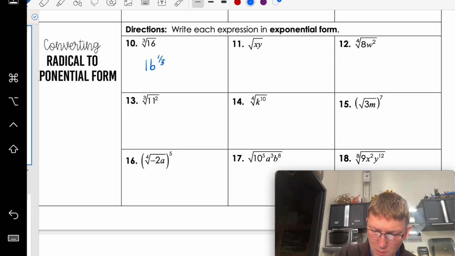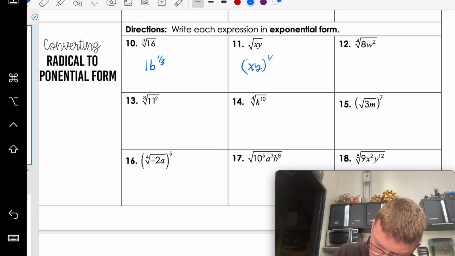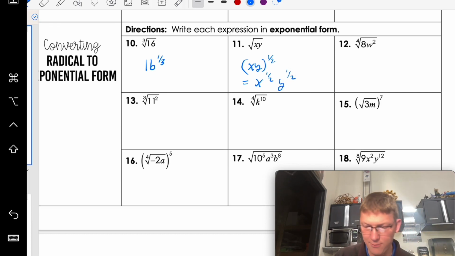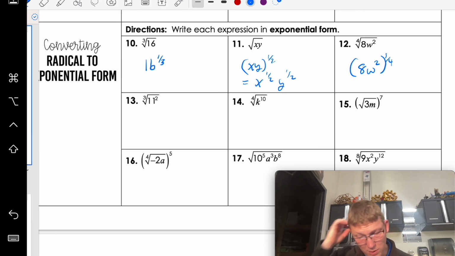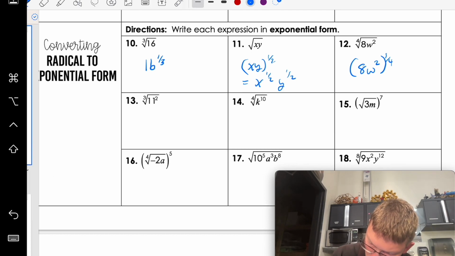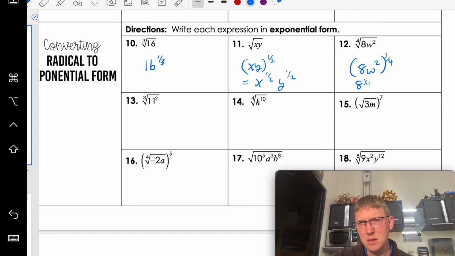On 11, we got square root of xy. So we can do xy, note the parentheses, raised to the 1/2. So that's going to be equal to x to the 1/2, y to the 1/2. So number 12, we've got that whole thing. So we're going to just put it in parentheses, raised to the power of 1/4. And then we're going to distribute that 1/4 out. So we've got 8 to the 1/4, which, is that a thing? No. I was thinking the cube root of 8.